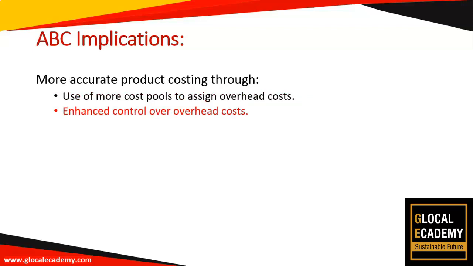Because we have more detailed knowledge about the cost and what drives the cost, another implication of activity-based costing is that as a manager we have enhanced control over overhead costs. And definitely once we have a better idea about cost, we can plan the cost better, we can control the cost better, and we can make various decisions better through the detailed knowledge of the cost which activity-based costing gives us.